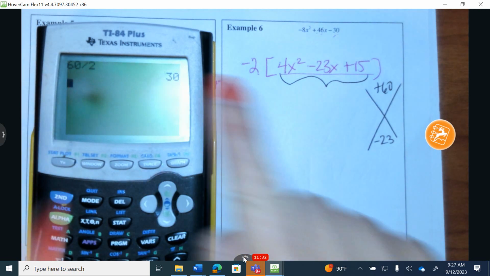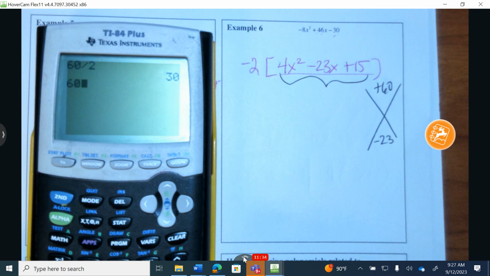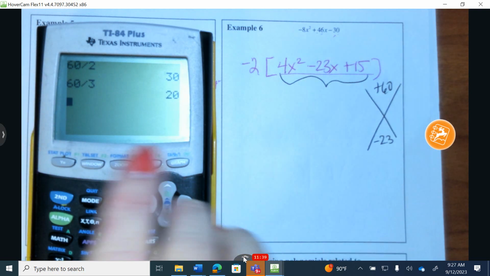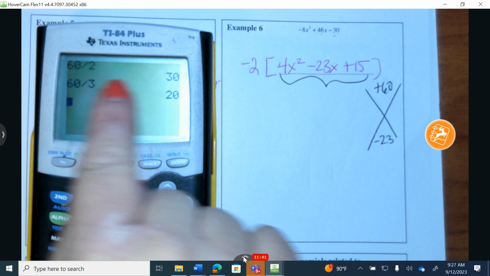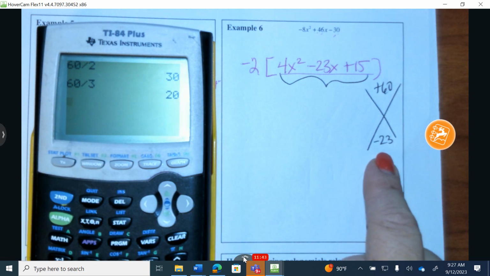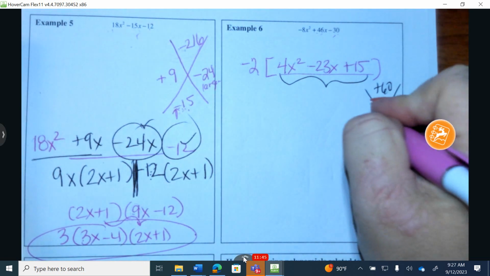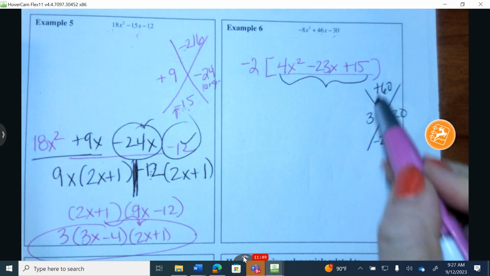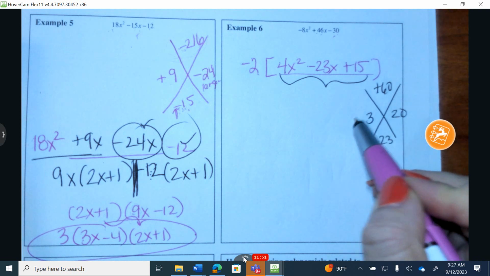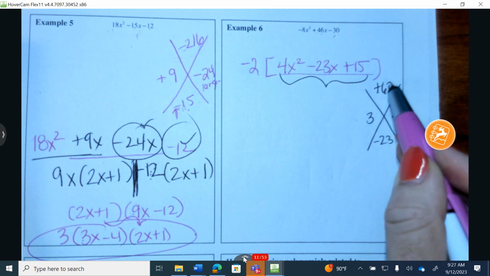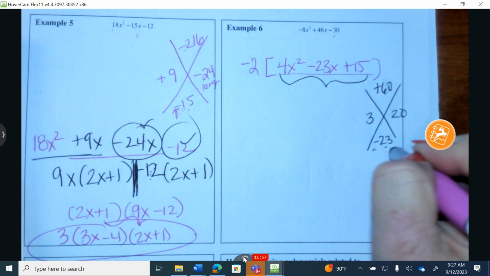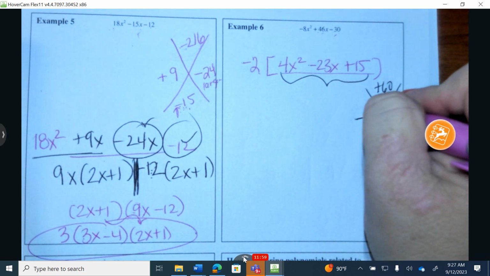Does 2 and 30 achieve 23? Nope. 60 divided by 3. Does 3 and 20 achieve 23? They do. So I write down a 3 and a 20. Now, this says they have to be the same sign. So either they're both positive or both negative in order to multiply to give you a positive 60. This says they need to add up to be a negative 23. So they both need to be negative.